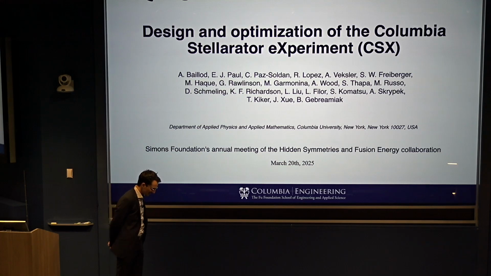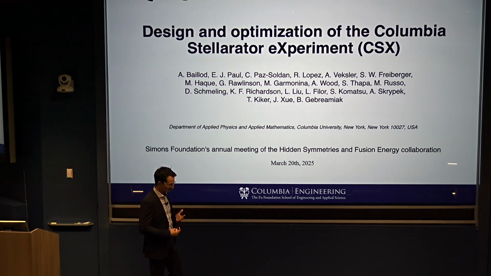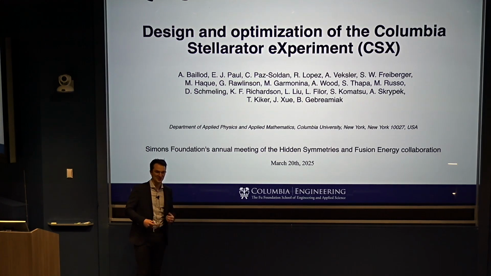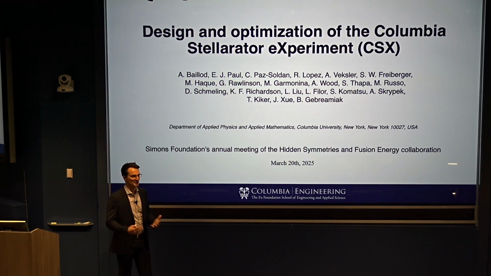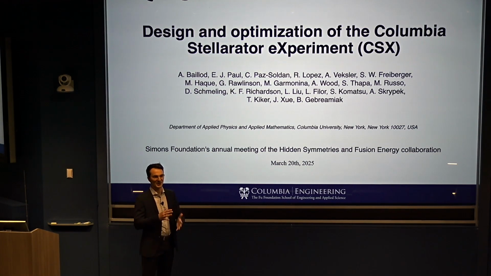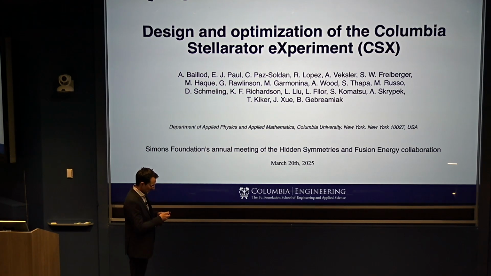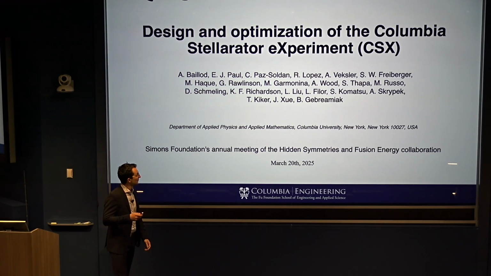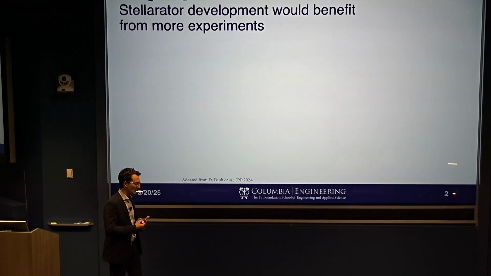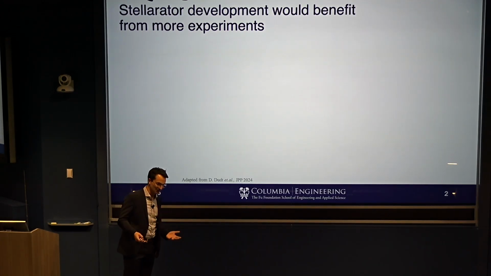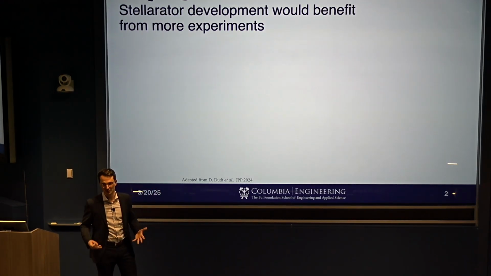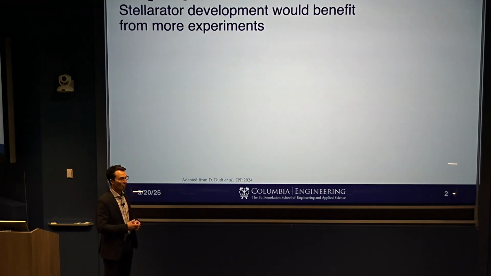So, optimization of CSX: I'm going to talk about both engineering constraints, physics objectives, and optimization, and I'm going to try to walk this thin line between those three topics. To start with, I want to make the point that this community, and I think stellarator research in general, would benefit from more experiments.